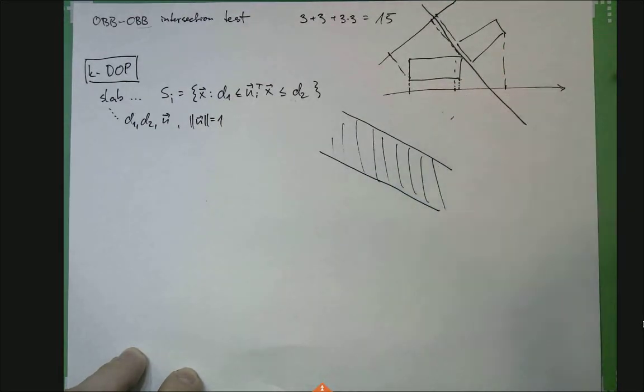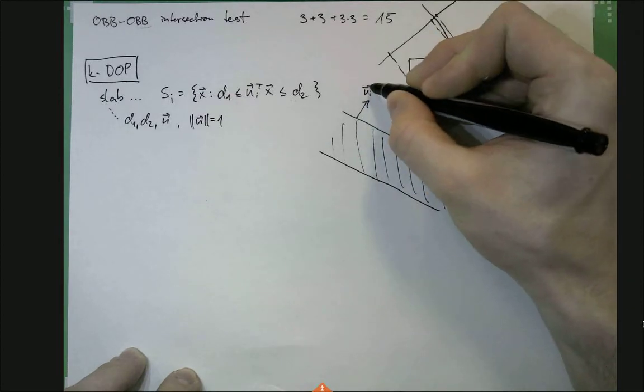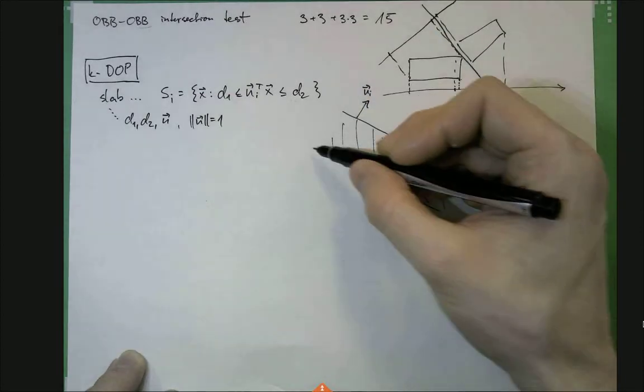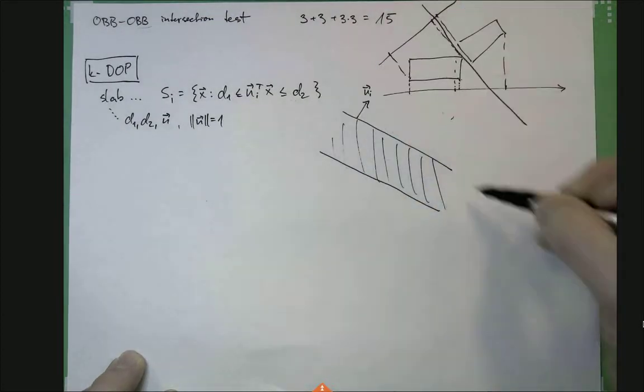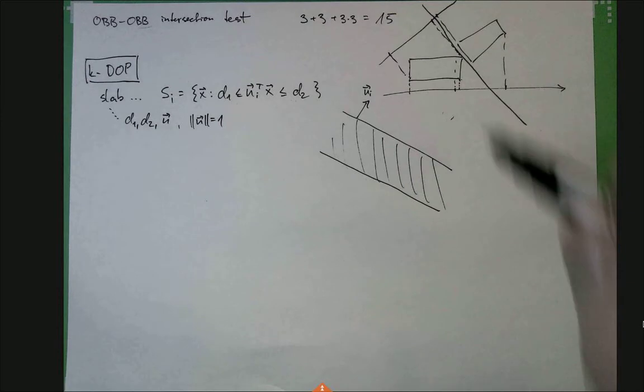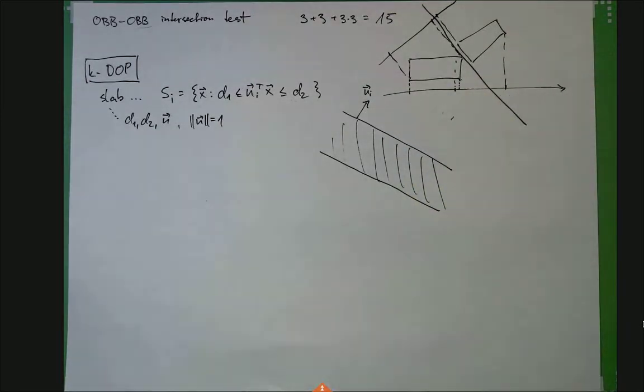So if this is my normal ni, then the distance d1 cuts one piece of the slab, and the distance d2 the other one. Is that clear, or do I need to explain why this works?